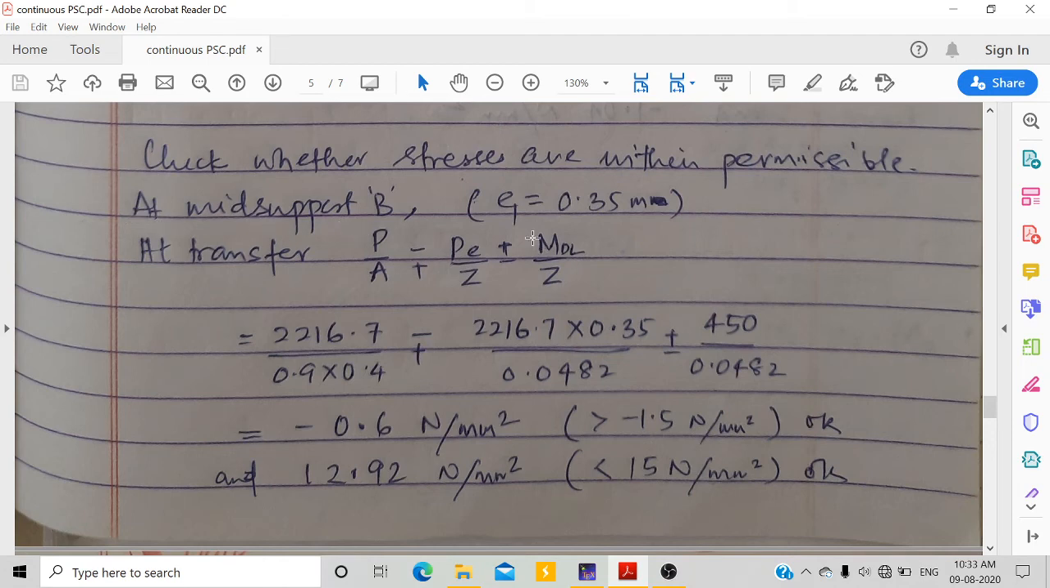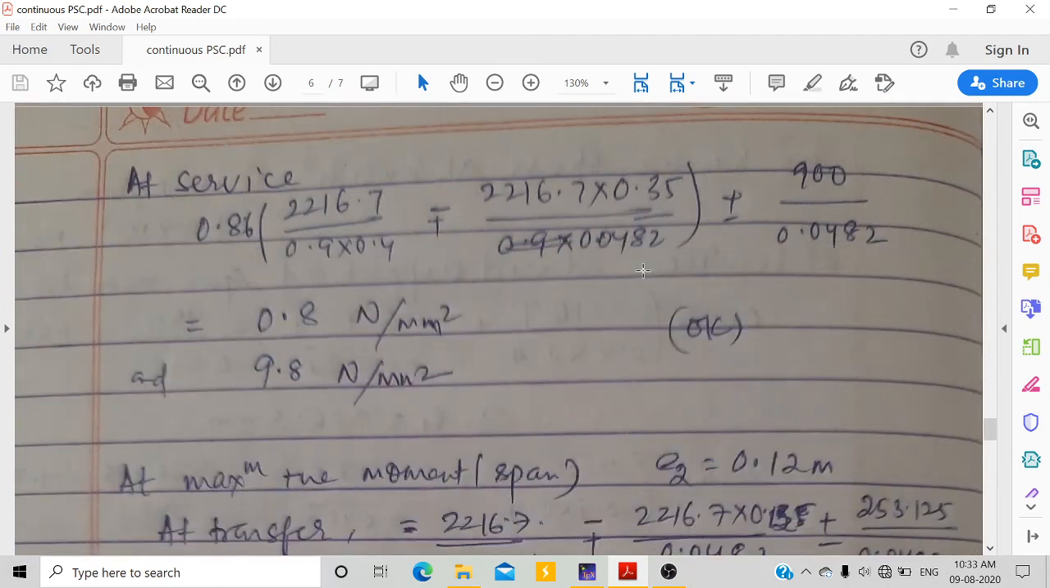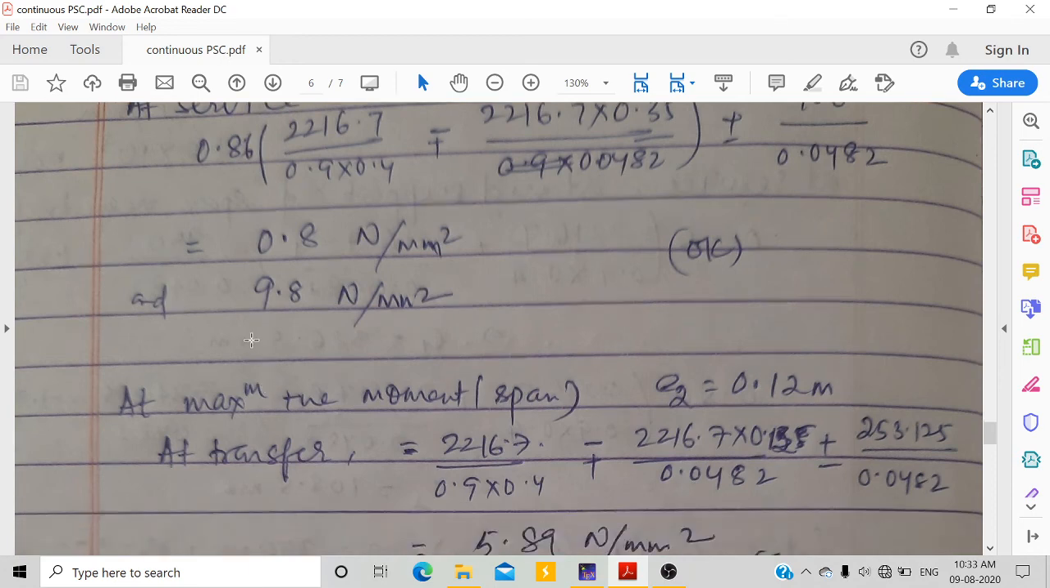So first coming at mid support, where our eccentricity I have considered as 0.35 meter or 350 mm. So at transfer we'll check and at service level we'll check. So at transfer, P by A minus plus PE by Z plus minus moment due to dead load by Z. So calculating this, I have got minus 0.6 and 12.92. So this is within the permissible limit. At service level also I have checked, where pre-stress loss, so 0.86 of the pre-stressing terms, plus minus the moment due to dead load and live load by Z. So this is also within the limits.